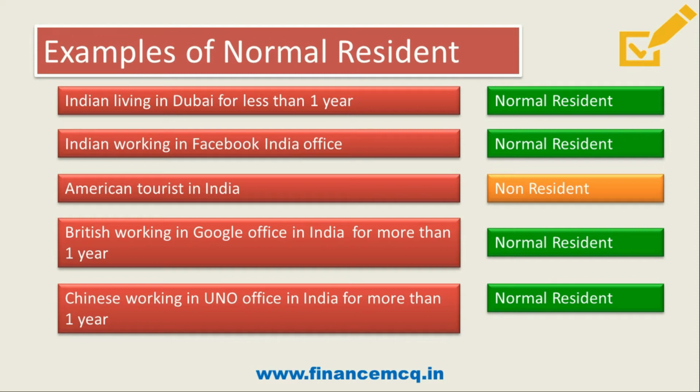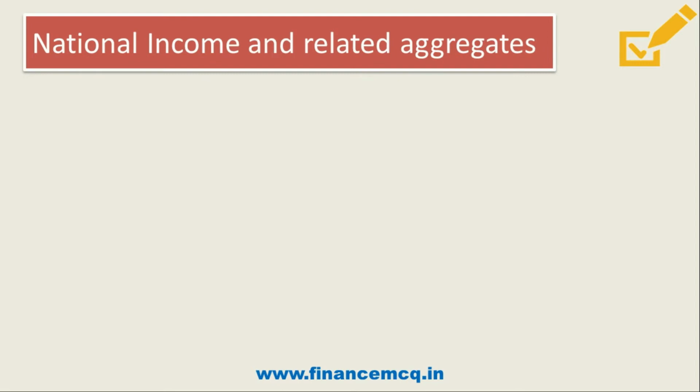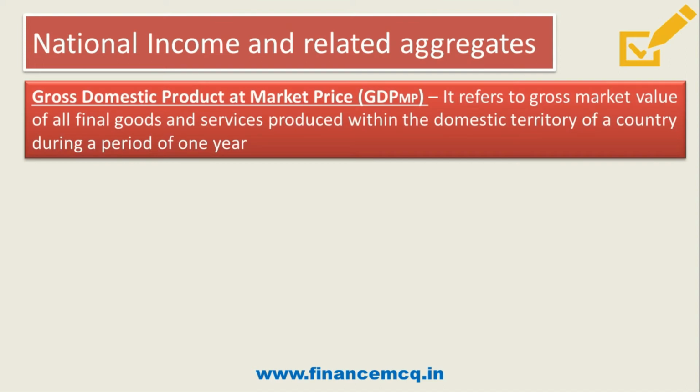Now let's move on to the next point. Now friends, let's talk about national income and its related aggregates. So the first one is gross domestic product at market price. So friends, it refers to the gross market value of all final goods and services produced within the domestic territory of a country during a period of 1 year.